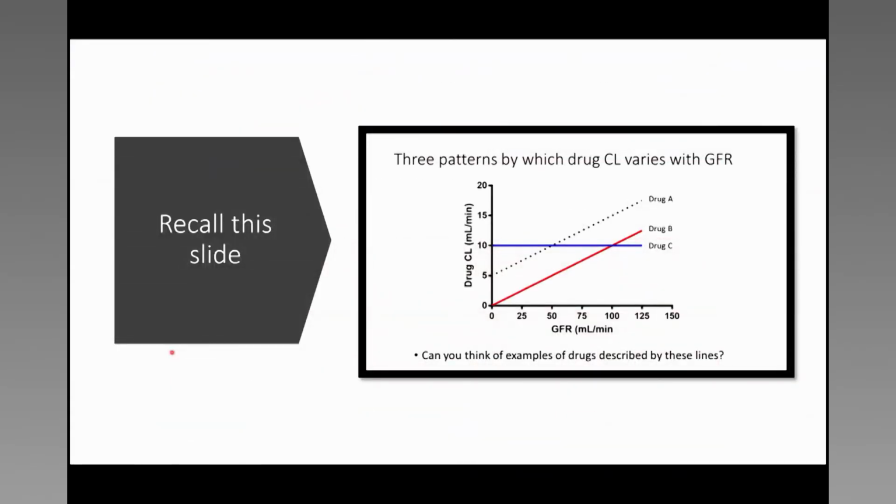Remember this slide where I spoke about how you have 3 different types of drugs, and we spoke about a few different examples and how they change with GFR. Sorry, about how a change in GFR changes a drug clearance. Let's talk more about this in the context of chronic kidney disease, because this looks like a very stylized and ideal representation.